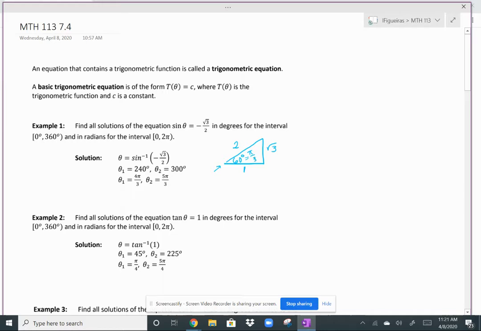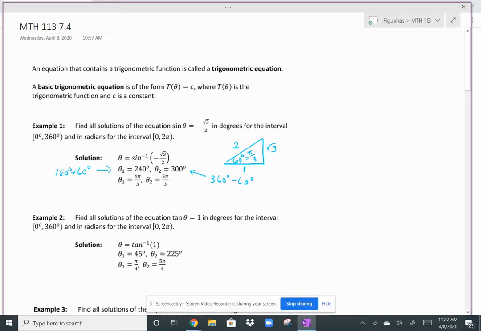But that's in quadrant 1. Here you're told that the sine of theta is negative root 3 over 2. Where is sine negative? Sine is negative in quadrants 3 and 4, in other words, where the y values are negative. So to get your quadrant 3 angle, you do 180 plus 60 to get 240. And to get your quadrant 4 angle, you do 360 minus 60 to get 300.